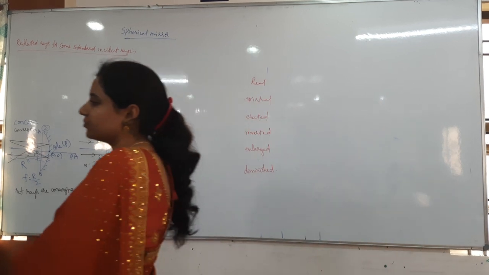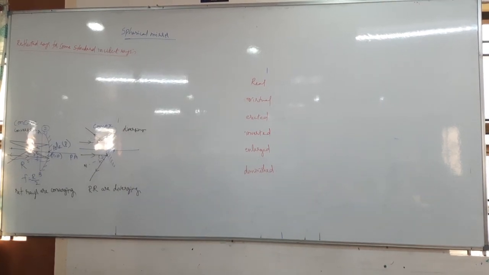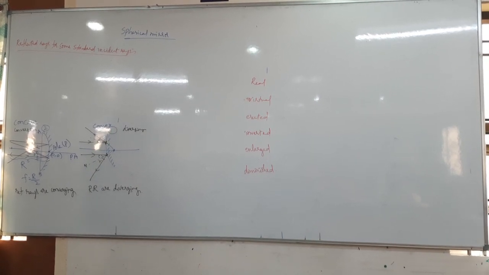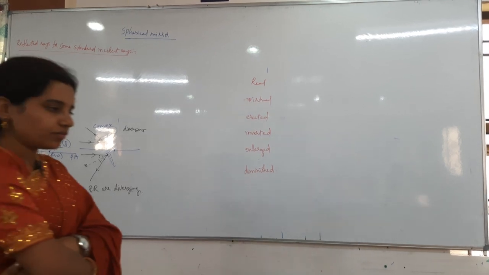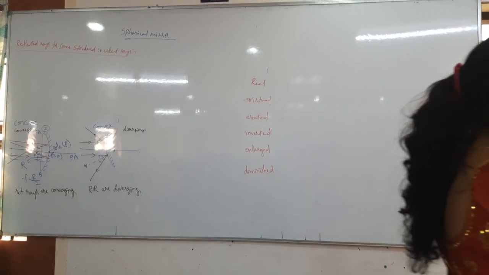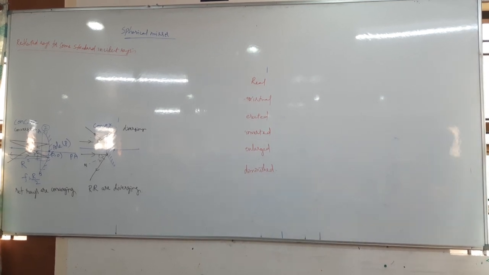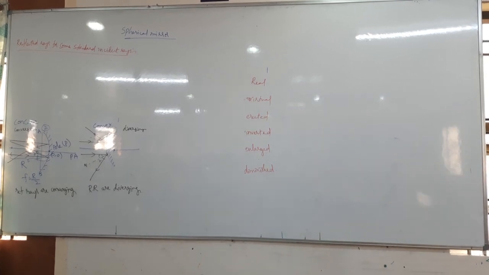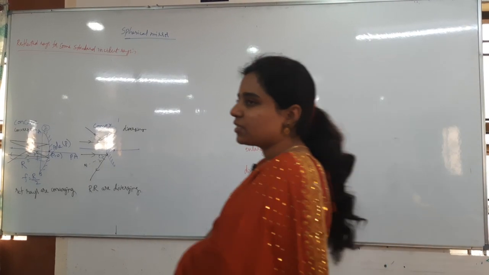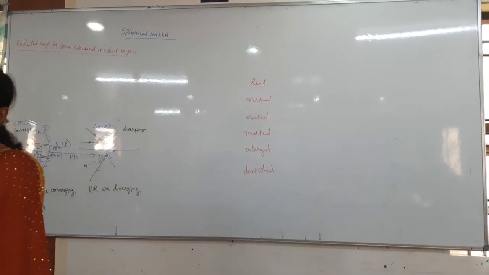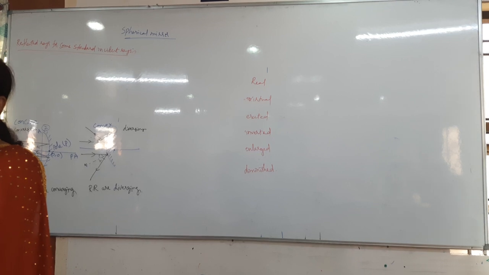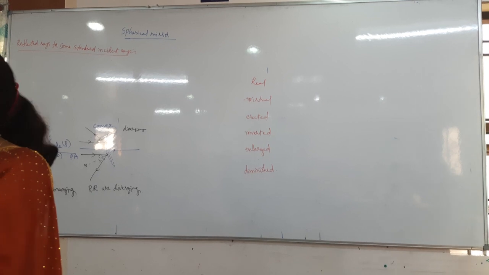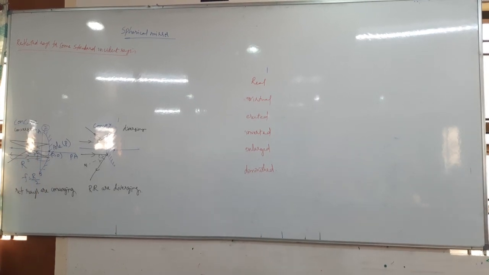Next one is erected: the orientation of object and image is the same. Now if the object is above the principal axis, the image will also be above the principal axis. Whenever the image is coming below the principal axis, which type of image is that? Inverted image, because of the opposite orientation.